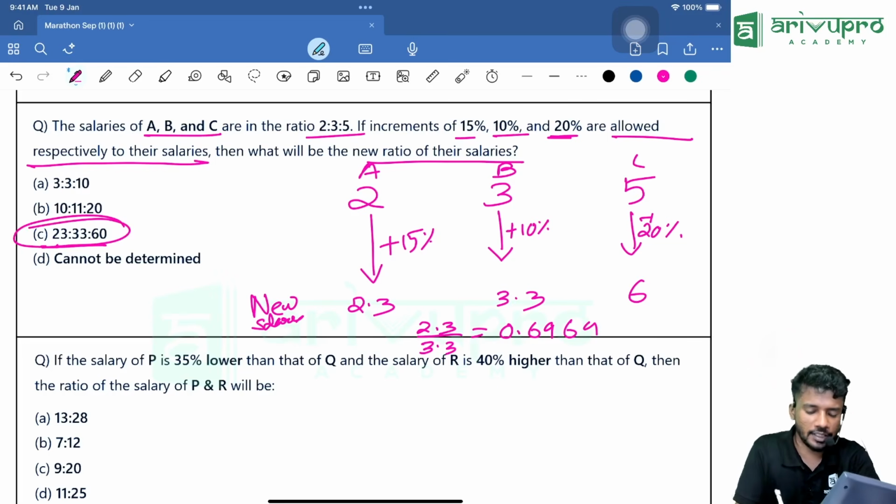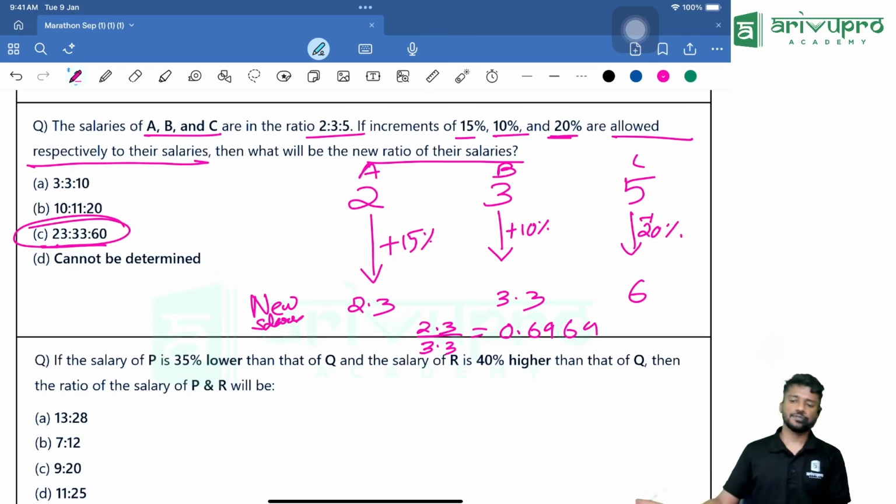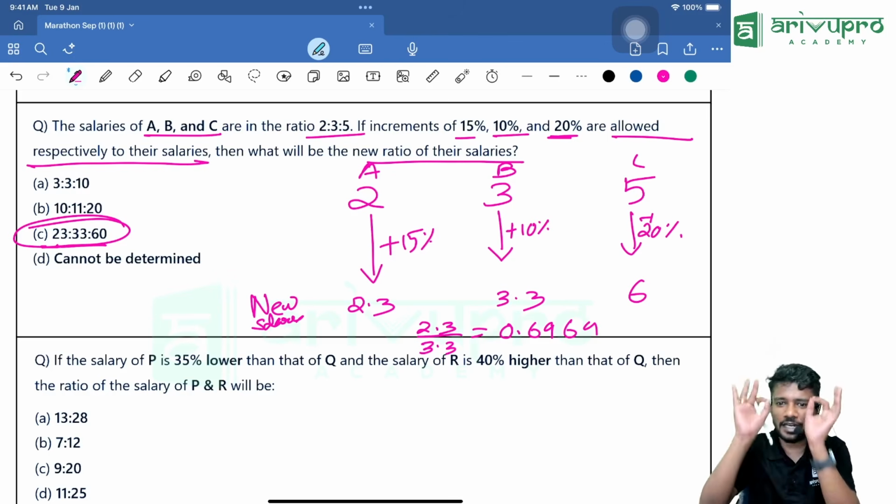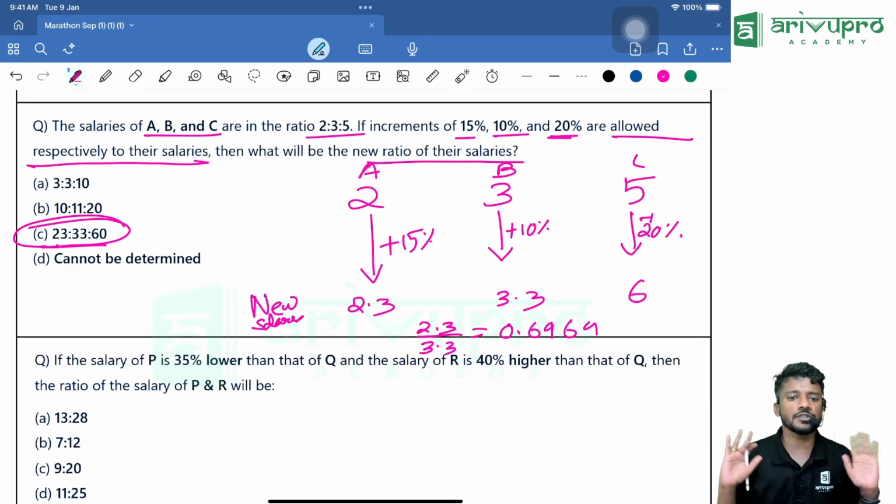Anyway, you know that is option C. Yes, clear. We don't need to know the exact values and all. We just need the values. Whatever the values may be, we just need them in numbers. The rest of it, we can always do.